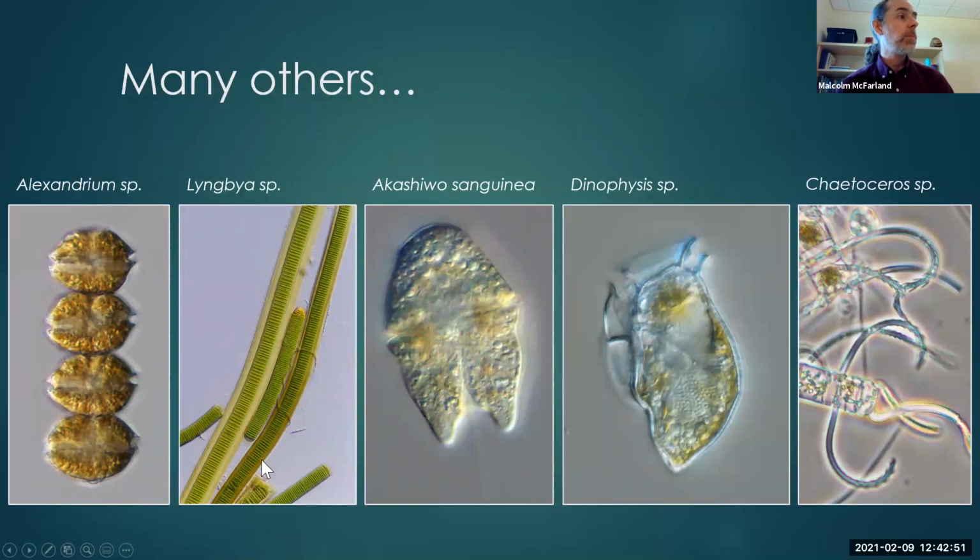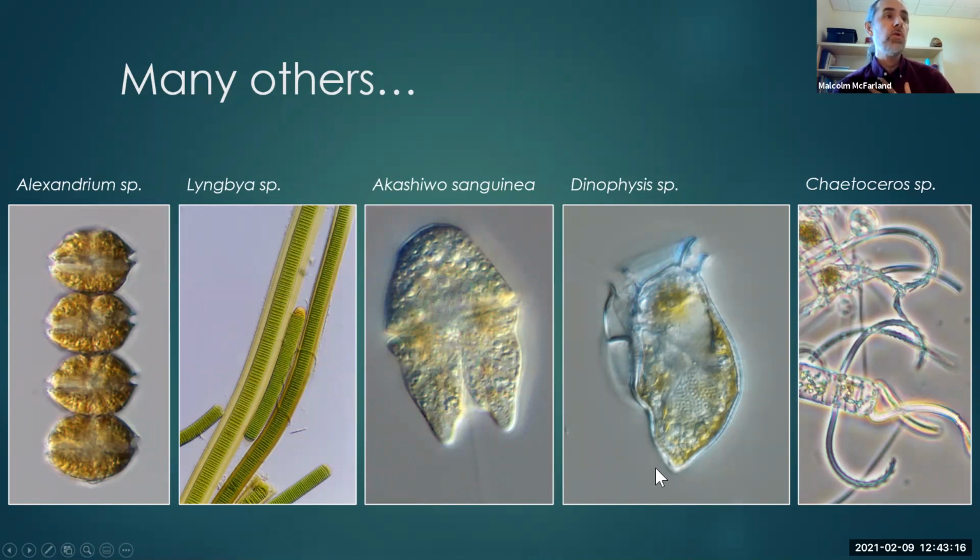This Lyngbya is a type of cyanobacteria that also forms toxins, but these guys form mats, big filamentous mats that sort of sink to the bottom. This Akashiwo sanguinea, this was the one that produces the excreted mucus. We've seen this in the St. Lucie Estuary, but we haven't seen major problem blooms yet, thankfully.